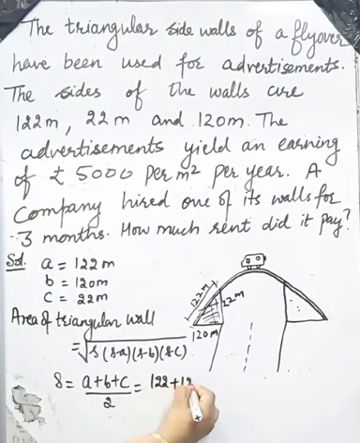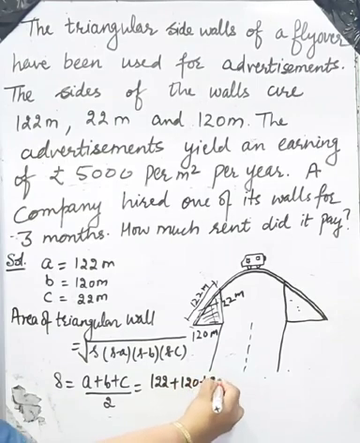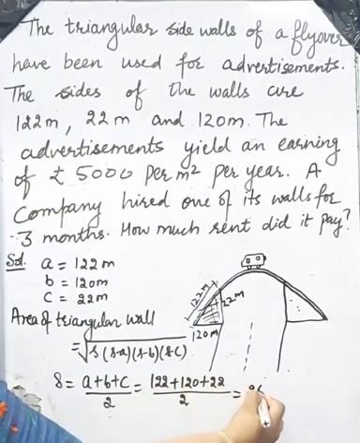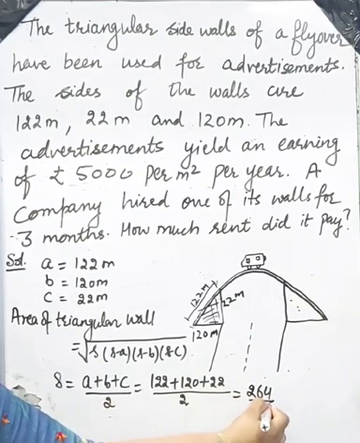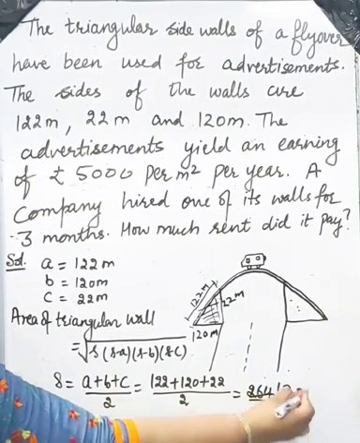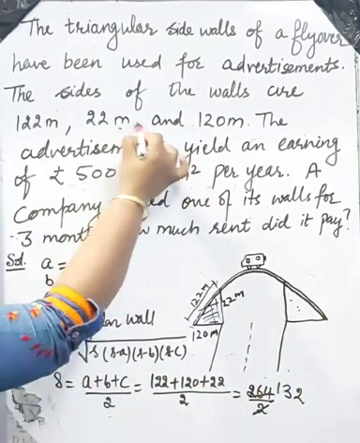122 plus 120 plus 22 divided by 2. Now add all these terms. Sum will equal 264. Now divided by 2, semi-perimeter will equal 132 meter.